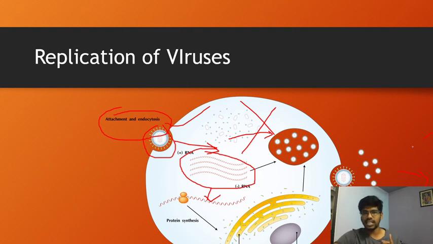So the first step is the attachment, through glycoproteins. After they attach, they move into the living host and release the genetic material. The genetic material expresses itself and produces the essential proteins. After all the proteins are produced, the subunits attach again, break the cell, and infect the adjacent cells. That is how viruses are replicated within the living host.